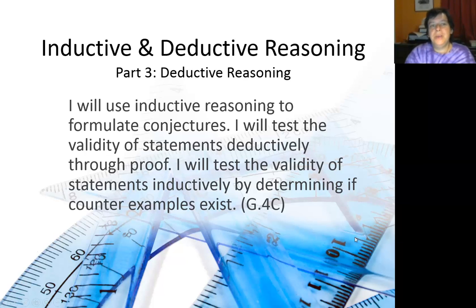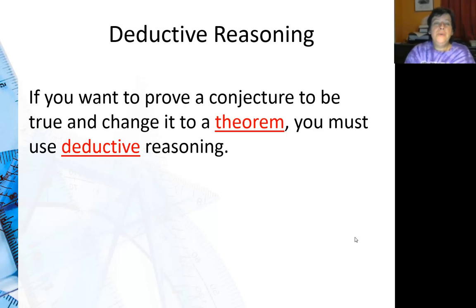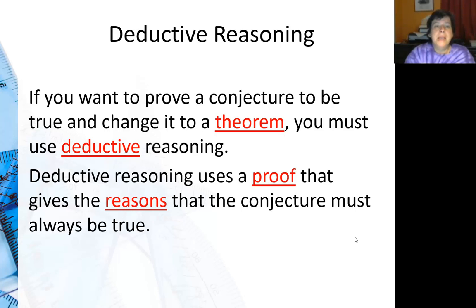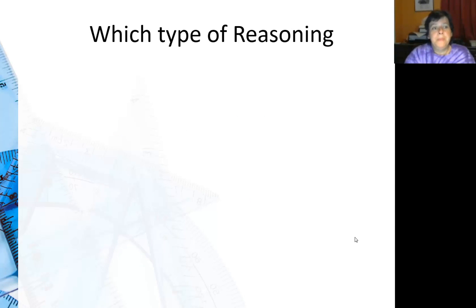Now we're going to take a look at deductive reasoning. If you want to prove that a conjecture is always true, that changes it to a theorem. And to do that, you have to use deductive reasoning. It uses proof that gives reasons that the conjecture must always be true.